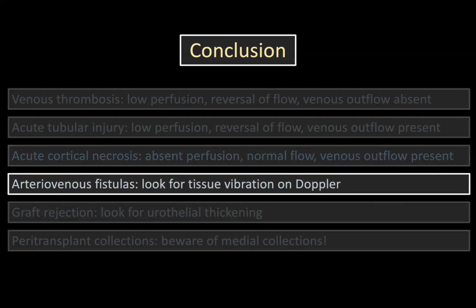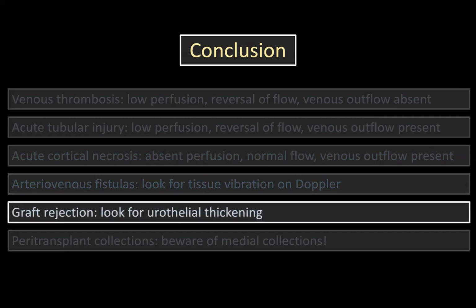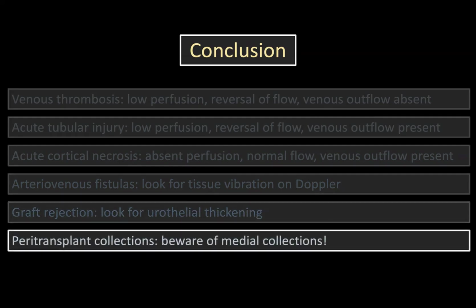When we're thinking about arterial venous fistulas, look for tissue vibration on the Doppler. When we're looking for transplant renal artery stenosis, remember that we are looking for velocity greater than 300 centimeters per second, spectral broadening, and delayed upstroke. And any one of those things should elicit potential further evaluation, perhaps with an MRI. When we're talking about rejection, look for urothelial thickening. That's the most sensitive sign for graft rejection. And then finally, when we're talking about peritransplant collections, beware of those medial collections.